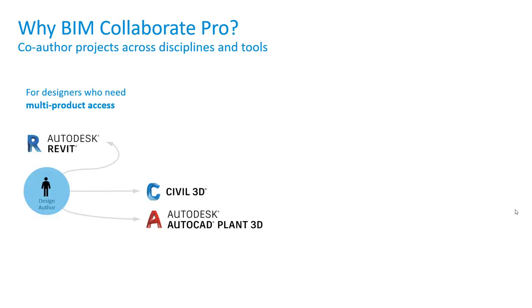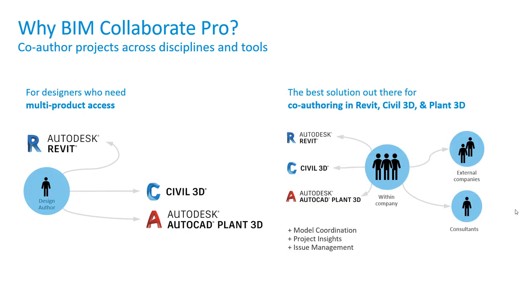BIM Collaborate Pro is great if your team uses more than one design authoring tool between Revit, Civil 3D and Plant 3D. And even if you don't use workflows that require a CDE or more than one design tool, it's likely that your extended project teams, the ones you collaborate with, still do. Being a part of a digital project delivery means needing the ability to review and access files, comment, co-author or carry out change orders.